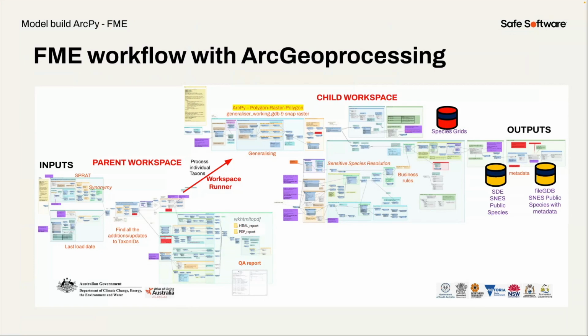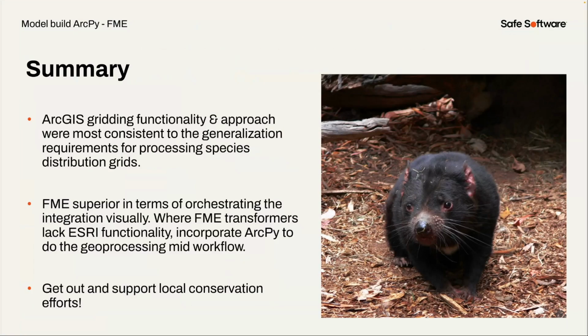And in summary, the ArcPy and Esri gridding functionality was the most consistent for the generalization requirements. It produced the right grids, in a similar way to how they had always been created. Although FME proved pretty superior in terms of orchestrating the integration, it's very visual. And where FME lacks some of the Esri functionality, you can always incorporate ArcPy to do the geoprocessing mid-workflow.